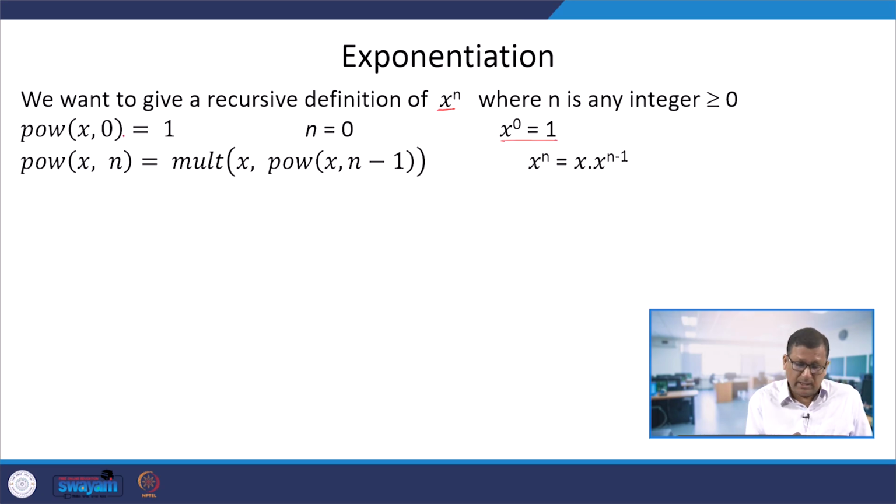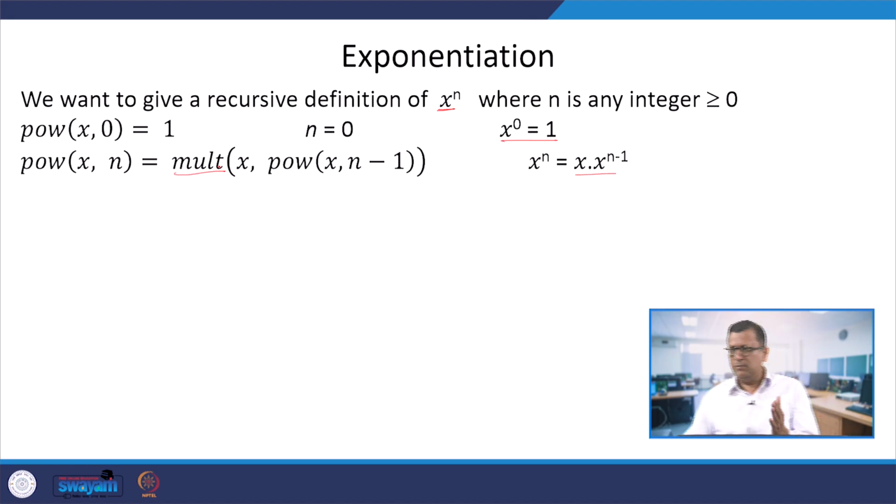So we are writing x^n. If n is 0, then we get 1, and otherwise it will be x to the power of n, which we can write as x multiplied with x to the power of n minus 1. That means we have to do multiplication. So multiplication of x and x to the power of n minus 1. Now power uses multiply, multiply uses add, and add uses successor. So again basically we are using the successor function in some way.